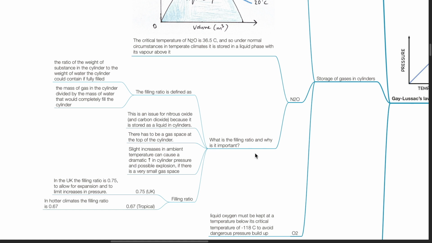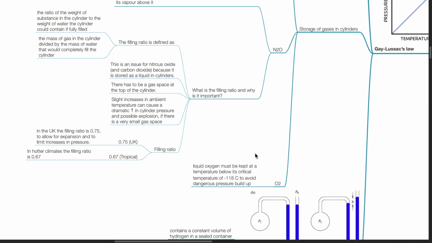This is an issue for nitrous oxide and carbon dioxide because it is stored as a liquid in cylinders. There has to be a gas space at the top of the cylinder. Slight increases in ambient temperature can cause a dramatic increase in cylinder pressure and possible explosion if there is a very small gas space. The filling ratio in the UK is 0.75 to allow for expansion and to limit increases in pressure, and it is even lower in tropical climates, 0.67, to avoid dangerous increases in pressure due to higher ambient temperature.